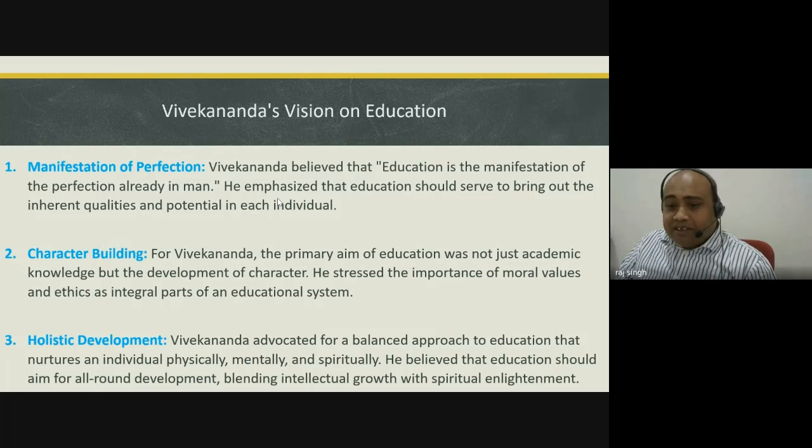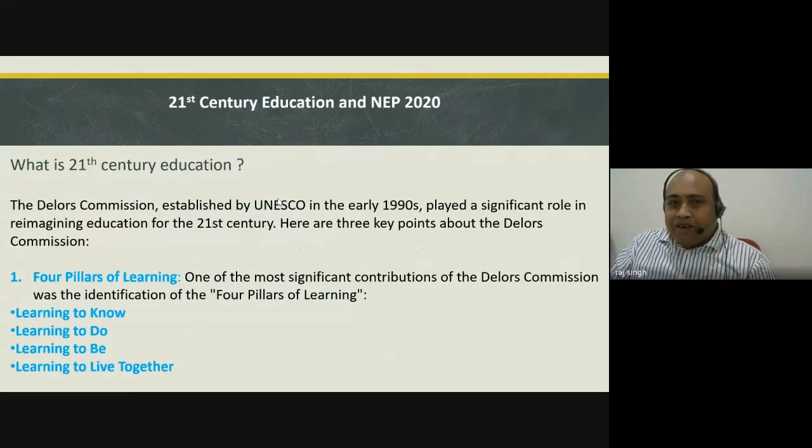And he believed that education should be for all-around development, blending intellectual growth with spiritual enlightenment. So this was the gist of the Indian old education system, and this founded the base for the new education system for the whole world. So what happened?